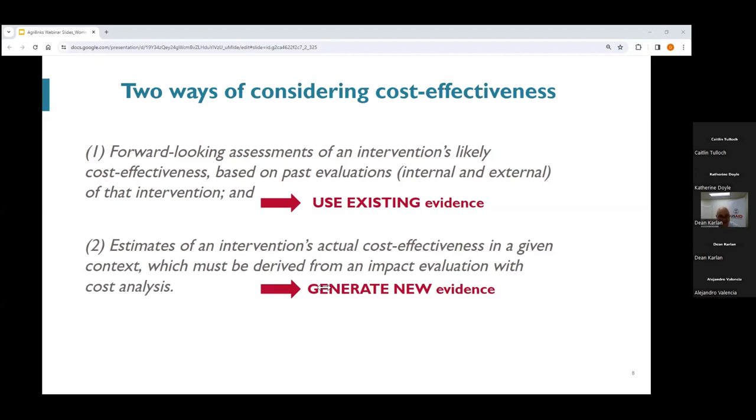In such cases, USAID can directly estimate the actual cost-effectiveness of an intervention that it funds, and in so doing, learn your impact while also contributing to that global body of knowledge so that others can learn from you, including yourself in the future.